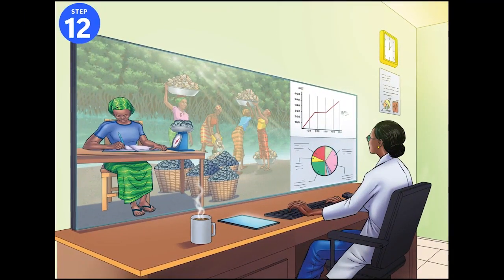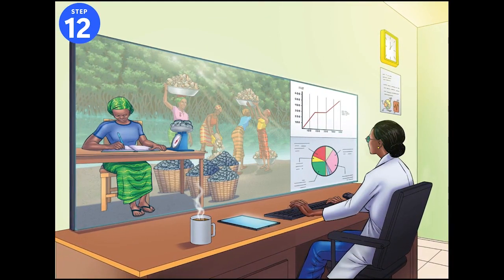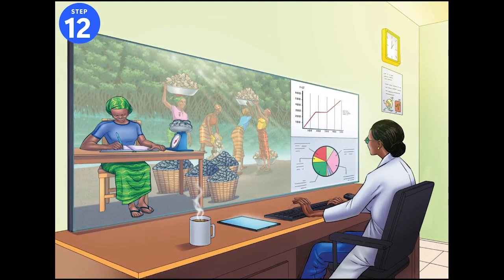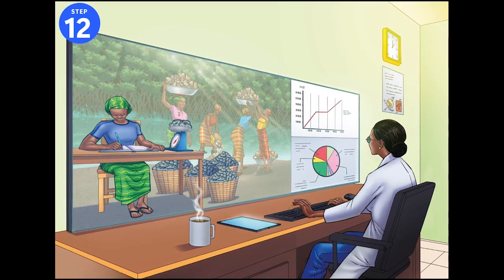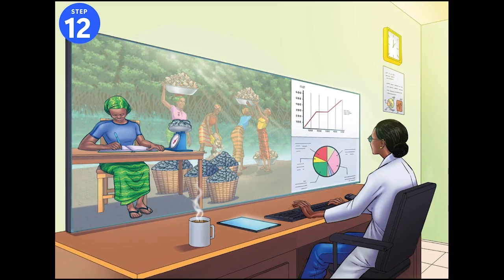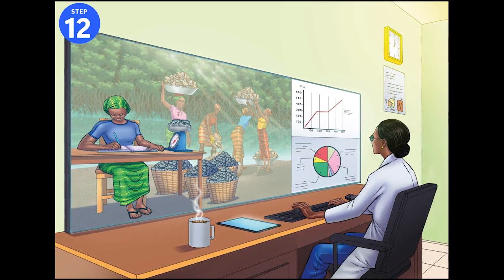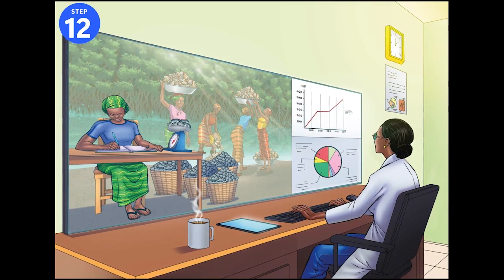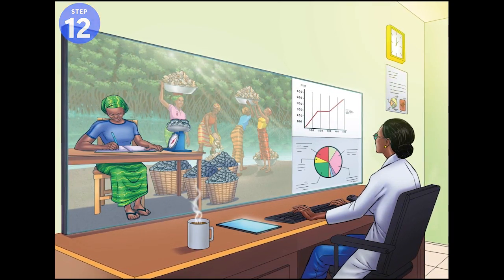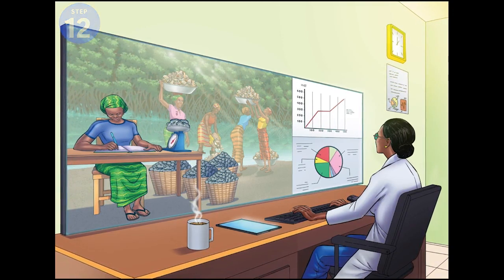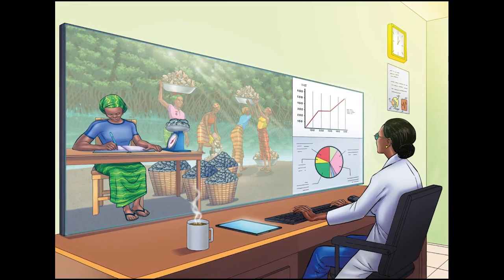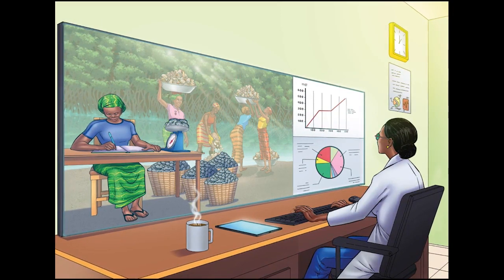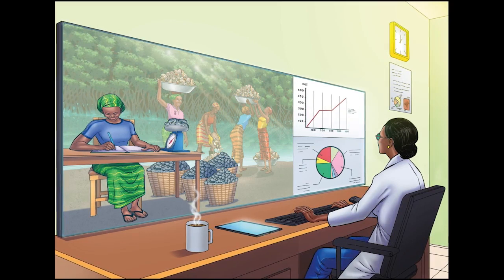Step 12. Monitoring. Develop a monitoring plan that is practical, based on the capacity and resources of the co-management institutions. The health of the fishery and the amount of harvesting taking place should be monitored, in addition to monitoring whether management measures specified in the plan were implemented. This will track how well management is working.